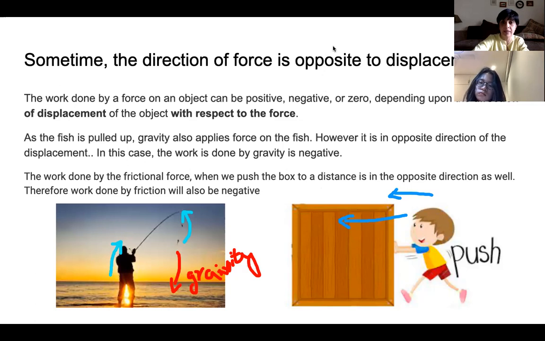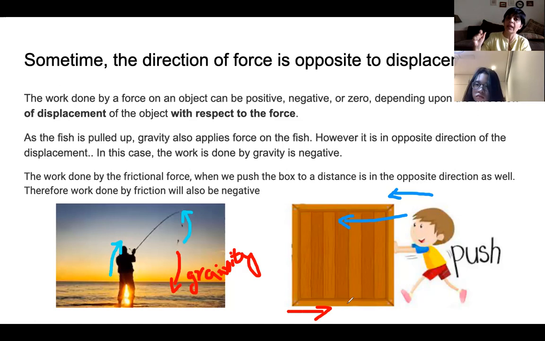Here again, there is another force which is at play. Can you tell me which is that force? Friction. Absolutely right. And that's the frictional force. Frictional force always prevents the movement of an object, whether it is frictional force in the form of air resistance, or it's the frictional force between two surfaces. Here in this case, it's the floor and the box.